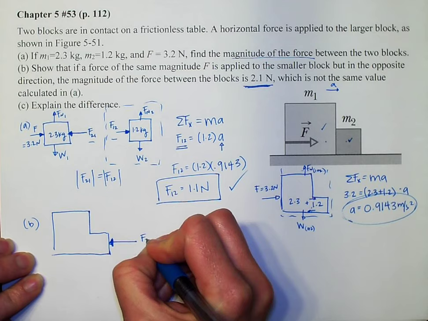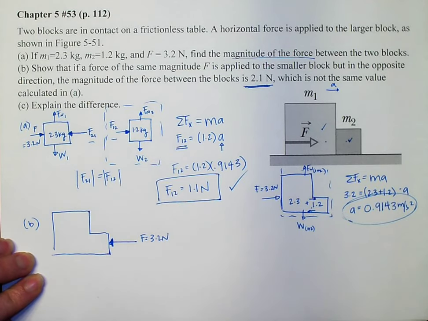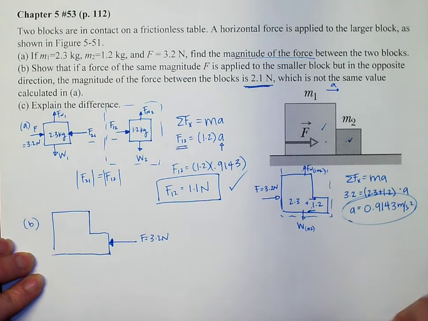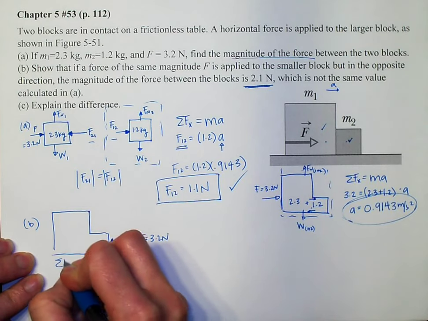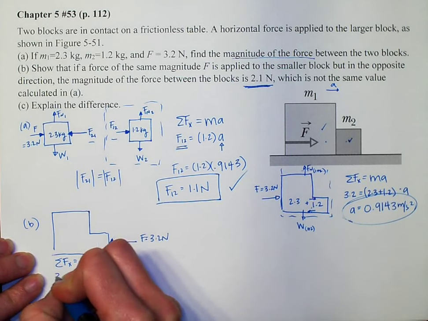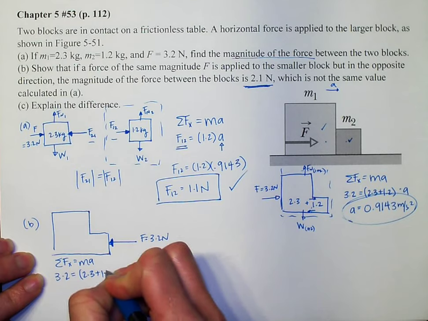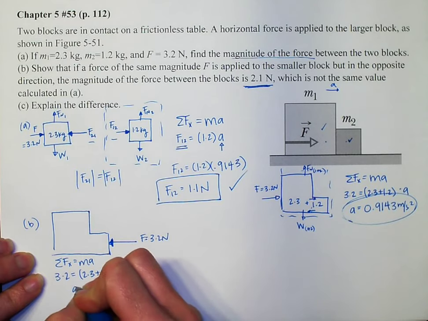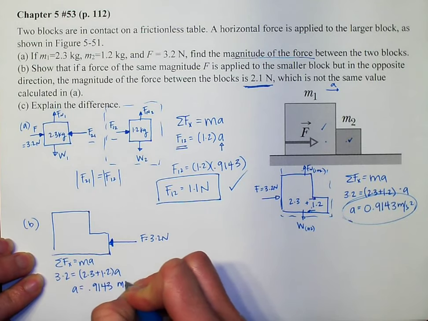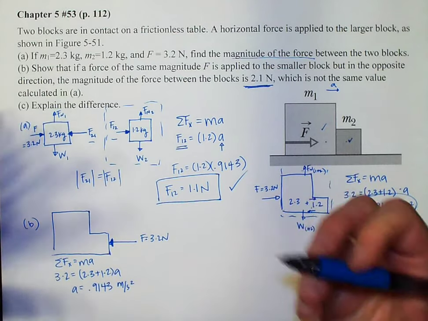So here's my force, which equals 3.2 newtons. And so I show this because it looks almost exactly the same thing as this, and mathematically it is going to be the same thing as that. I'll show it really quick. So sum of the forces in the x direction equals mass times acceleration, still 3.2, still the same two masses, and therefore my acceleration of the whole thing is still 0.9143 meters per second squared. So our acceleration of the whole thing is exactly the same.